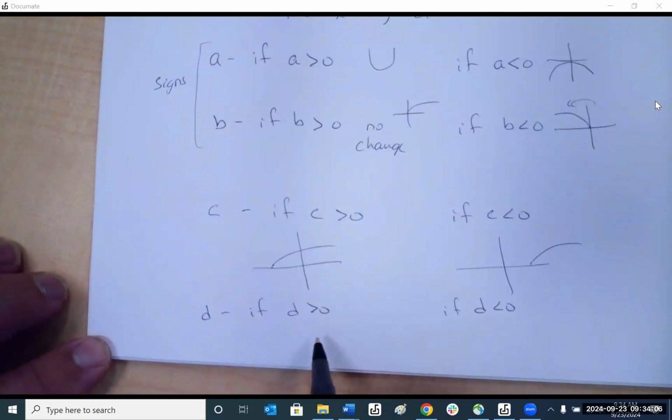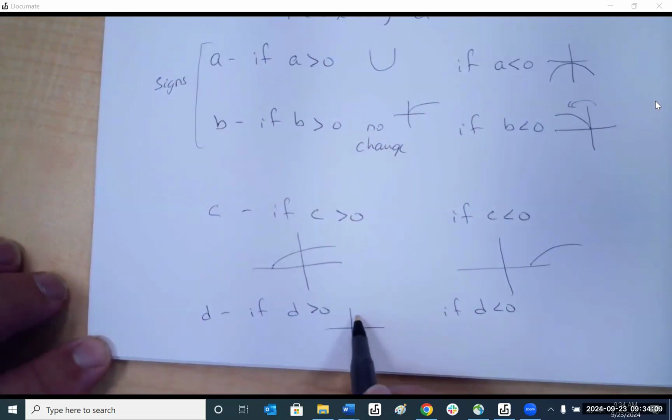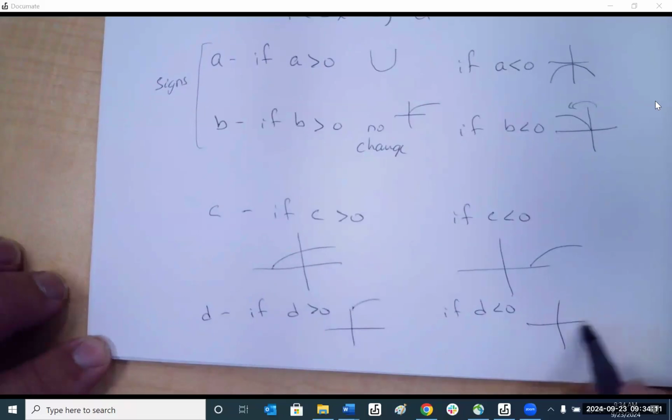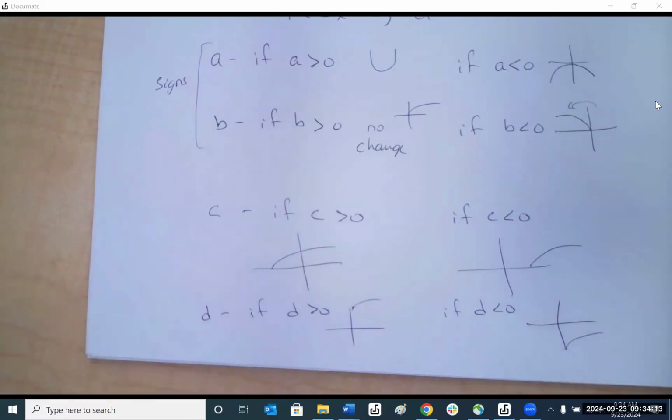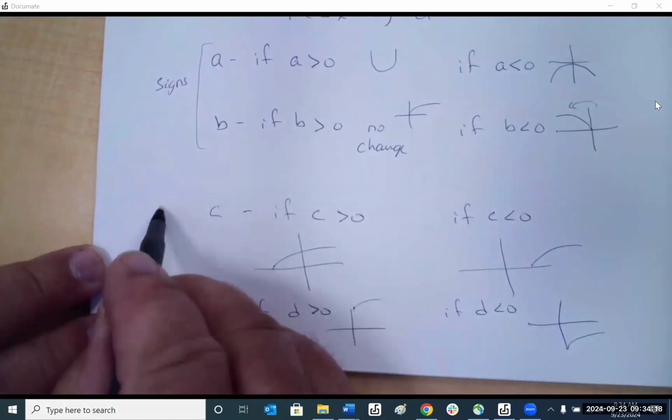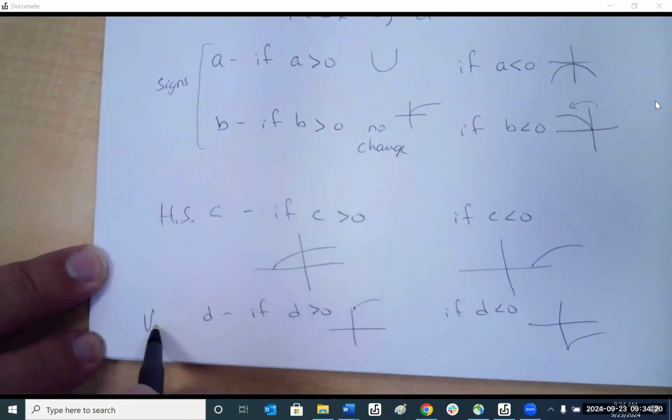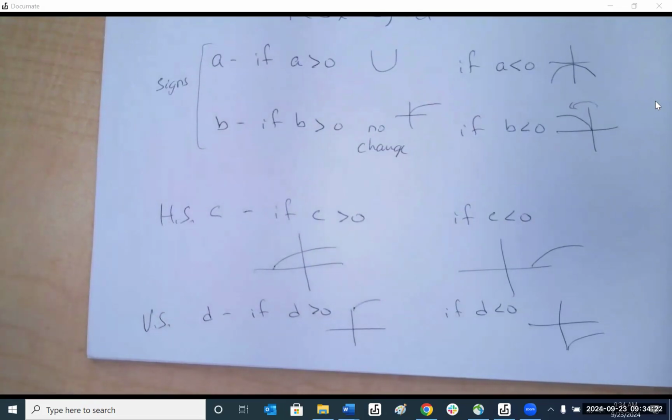If D is positive, it goes up. If D is negative, it goes down. It's a vertical shift. So this is horizontal shift. This is vertical shift. So far, so good?